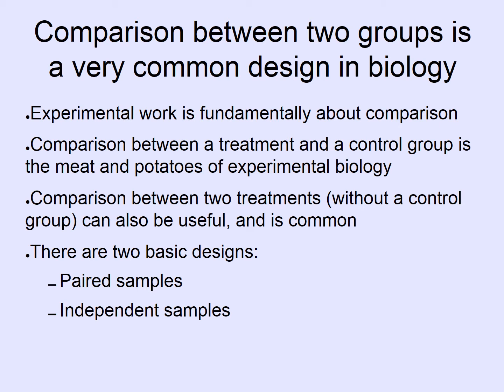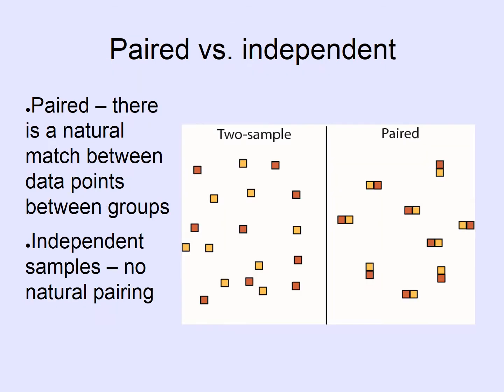Oftentimes we're looking at a comparison between treatment and control, or between two treatments, or maybe even a before and after. So there are two other basic designs for t-tests in addition to the one sample t-test. That's paired samples, also called dependent samples, and independent samples, both types of t-tests.